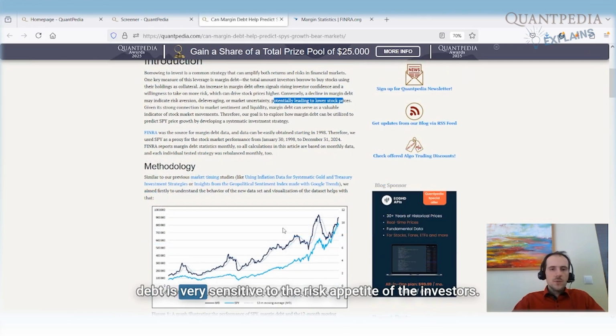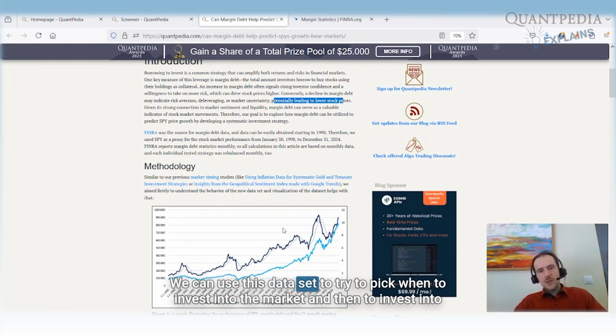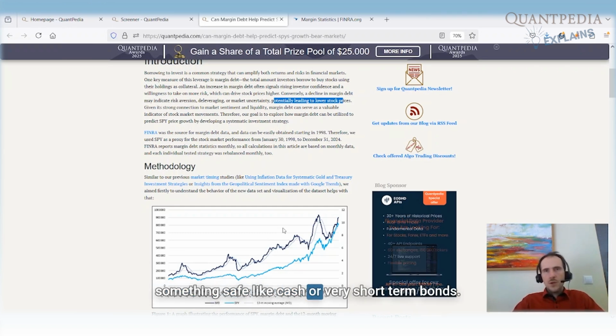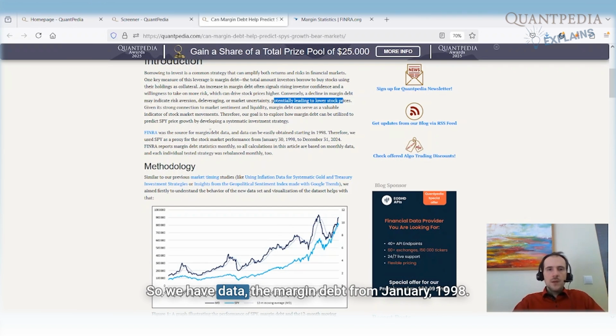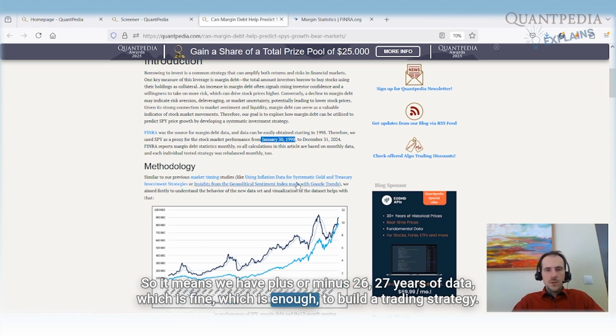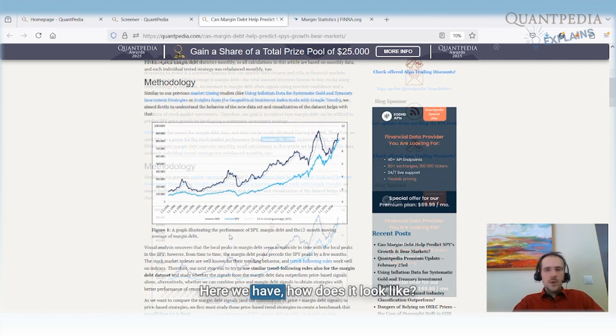Because the margin debt is very sensitive to the risk appetite of the investors, we can use this dataset to try to pick when to invest into the market and when to invest into something safe like cash or very short-term bonds. We have the margin debt data from January 1998. So it means we have plus or minus 26, 27 years of data, which is enough to build a trading strategy. Here we have how it looks.